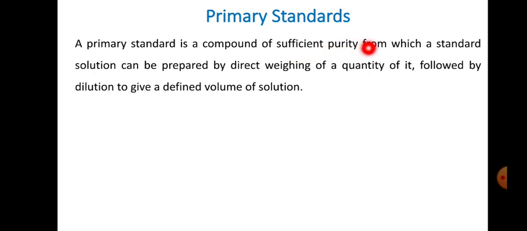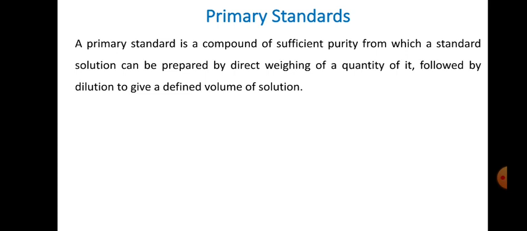So what is the meaning of sufficient purity? Usually the primary standards are 99.999% pure. That means they are almost pure, very little amount of impurity is present, and that is usually known to us. So if we have such high purity substances, then we can do the weighing of that substance, and by directly weighing a specified quantity of that substance we can prepare a solution.